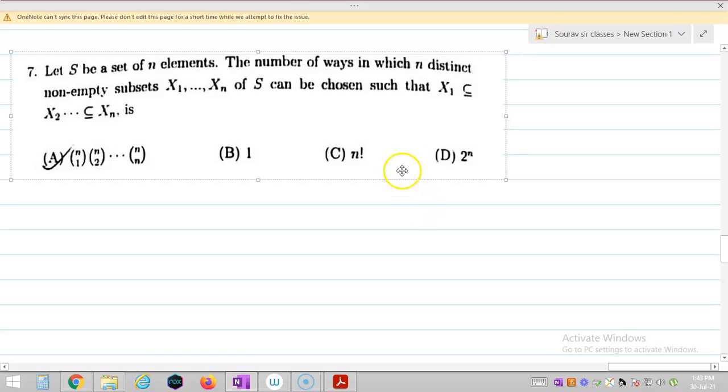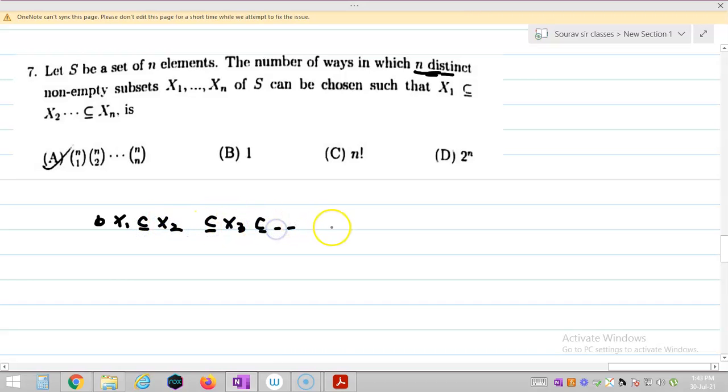In this video I am going to discuss the solution of question number 7, which says: let S be a set of n elements. The number of ways in which n distinct non-empty subsets x1, x2 up to xn of S can be chosen such that x1 is a subset of x2, subset of x3, subset of xn. Mind the point: distinct, non-empty subsets.